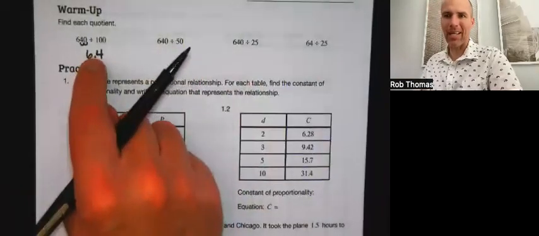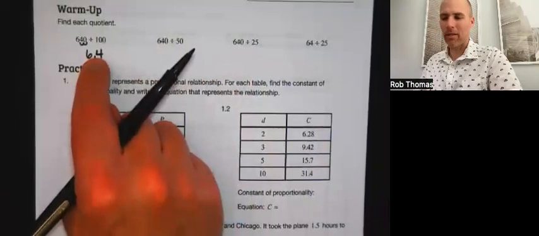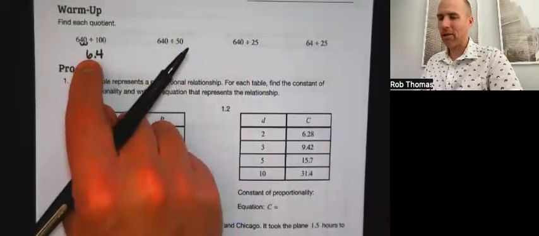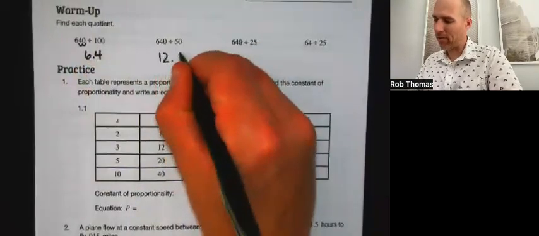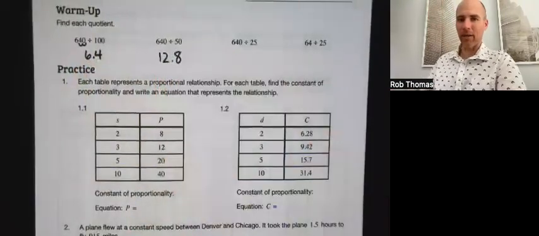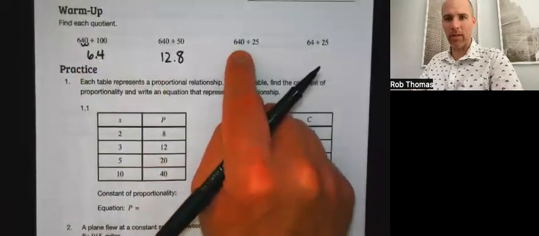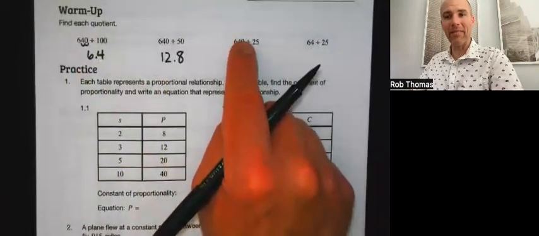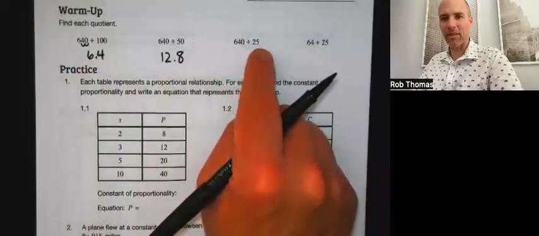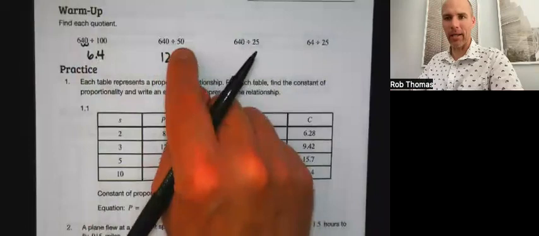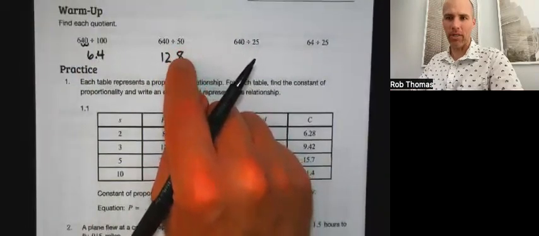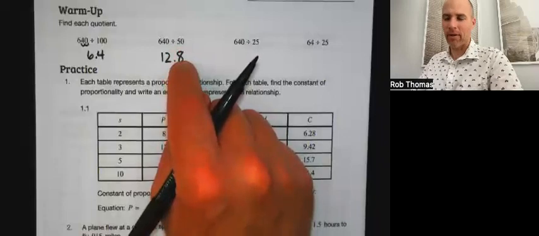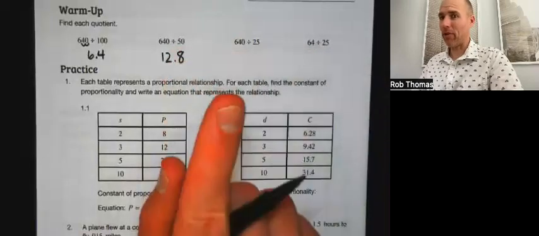So I'm just going to take this right here and double it. 6 times 2 is 12. 4 times 2 is 8. I got 12.8. Now look, same thing in the next one. The dividend is the same number, 640, but the divisor is half as big as this 50. So what is that going to do to your quotient, the answer? I'm going to leave that one for you to get.